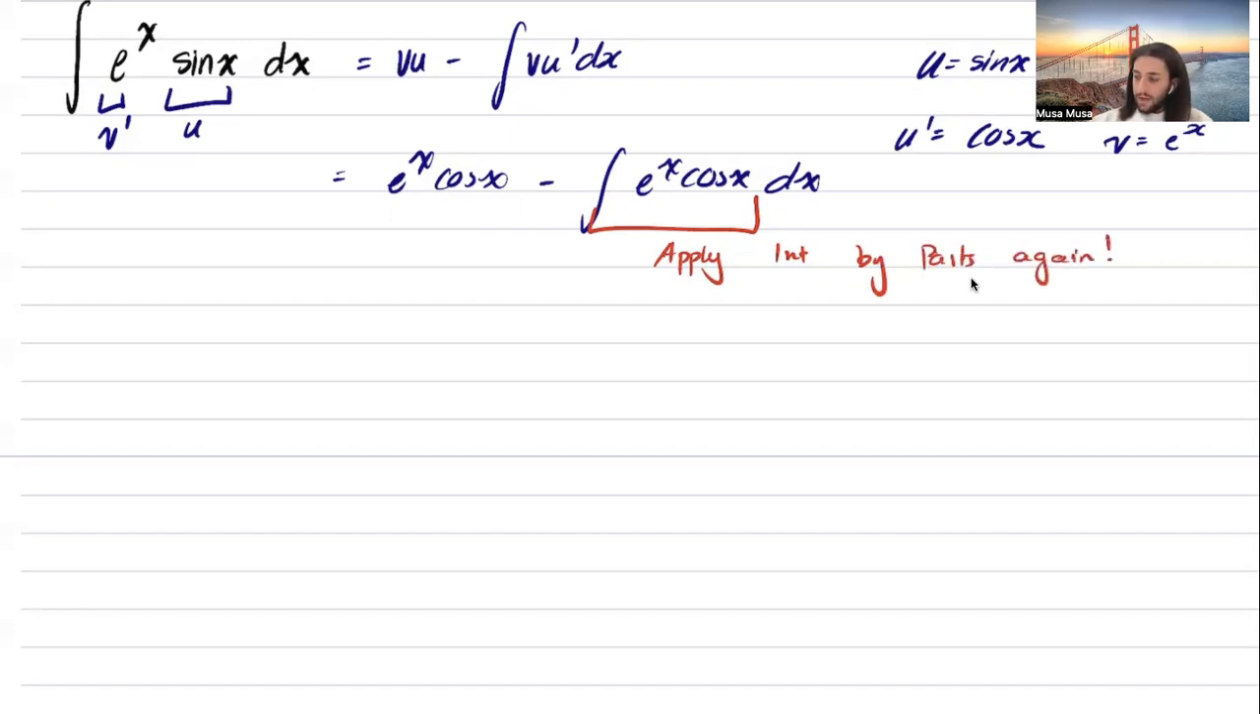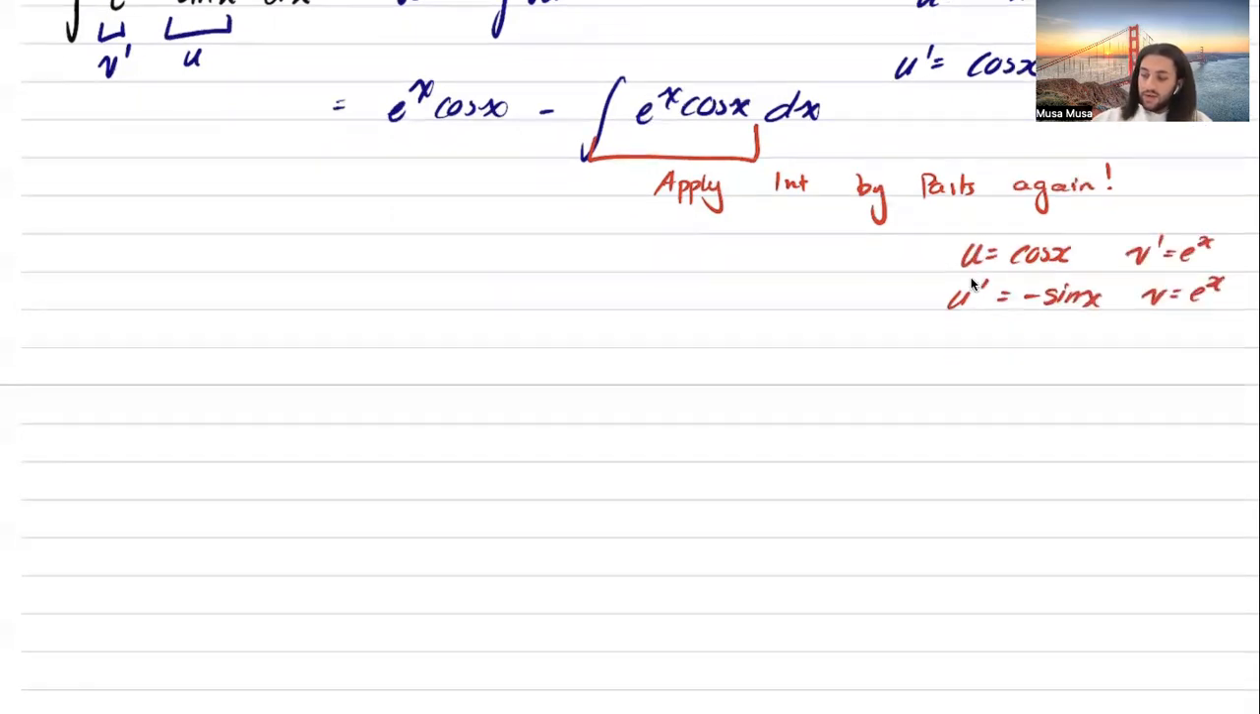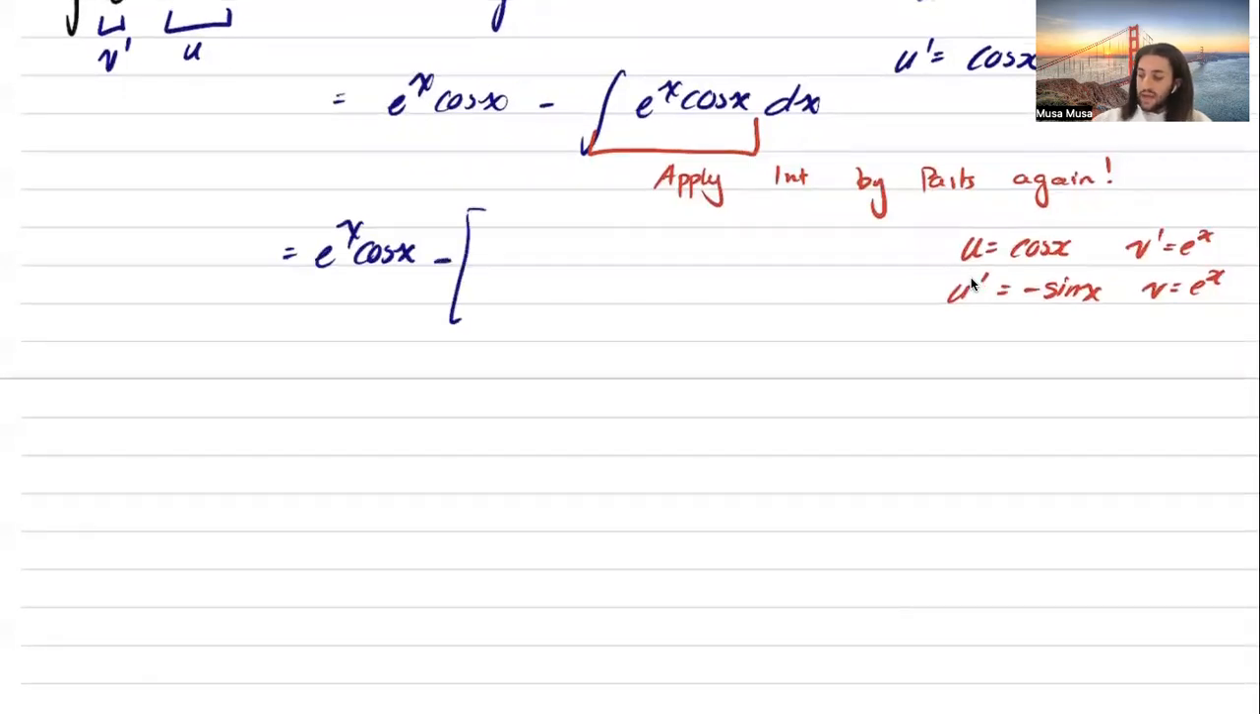It doesn't really matter which one we choose, so let's just go again. Let's say u equals cos x, u dash equals minus sine x, and then if v dash equals e to the x, v should just equal e to the x again. So this is going to be e to the x cos x. Remember that minus should go to this entire thing, so it's minus like that. And then it's again uv or vu, so that's going to be e to the x.